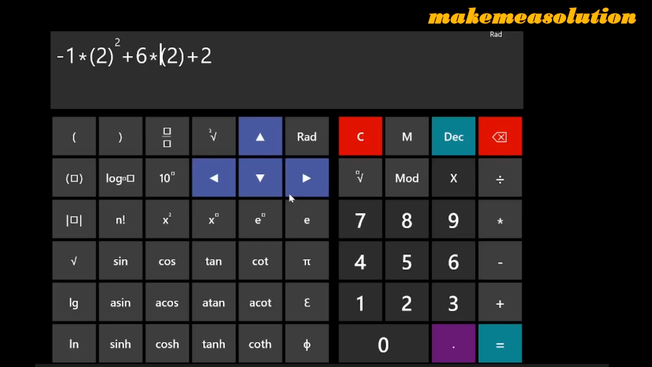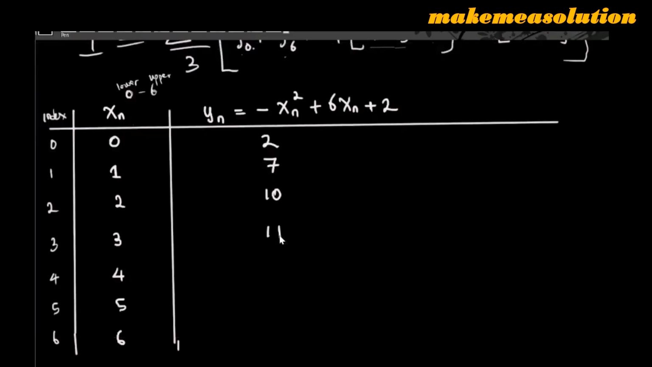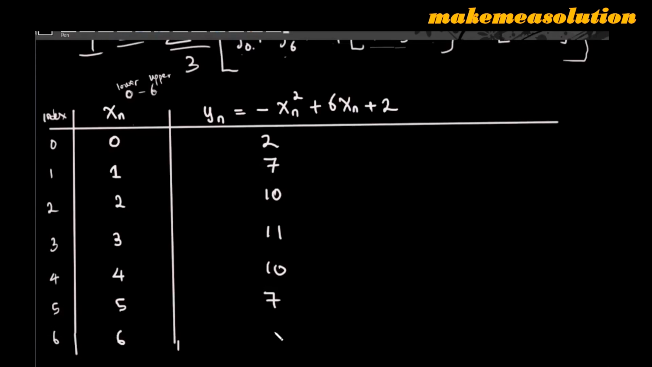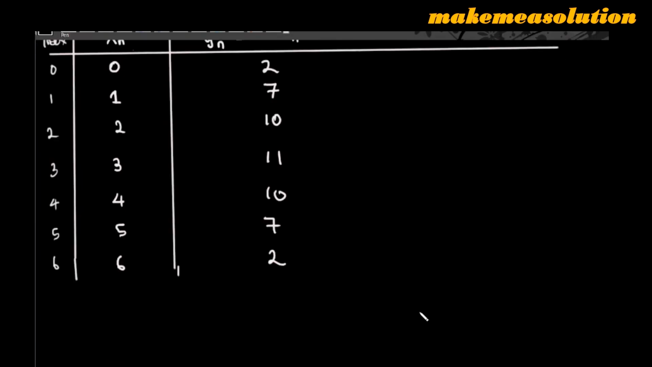When x is 3, we have what? 11. When x is 4, what do we have? 10. When x is 5, what do we have? 7. And when x is 6, definitely, what are we going to have? We can guess. Oh, 2. So these are our ordinates for the corresponding x values.